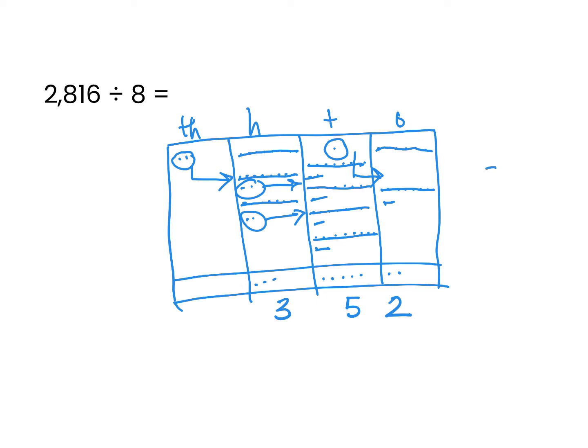And we can double check that by saying 352 times 8. 2 times 8 is 16. With that 1 going over, 5 times 8 is 40 plus 1. And we'll move the 4 into the hundreds. 3 times 8 is 24 plus 4 is 28. 2,816, and that matches what we got to start.